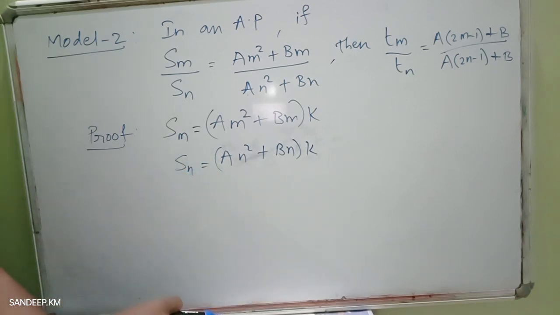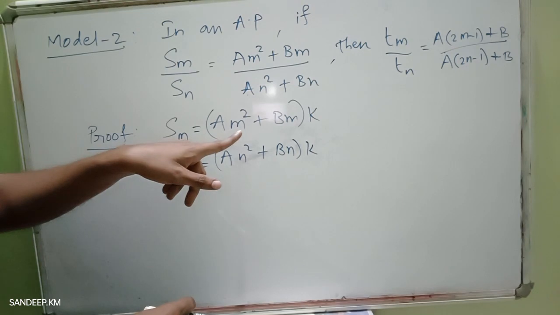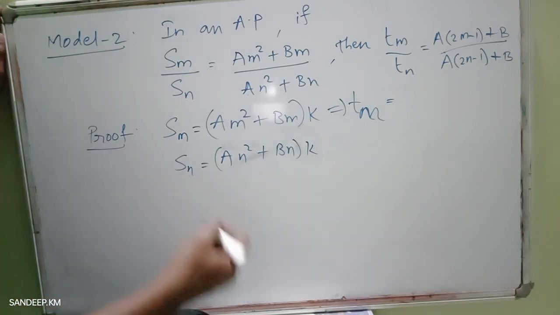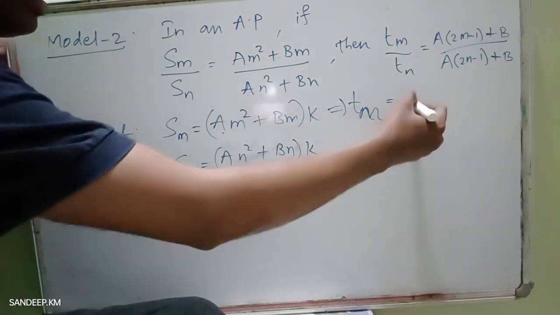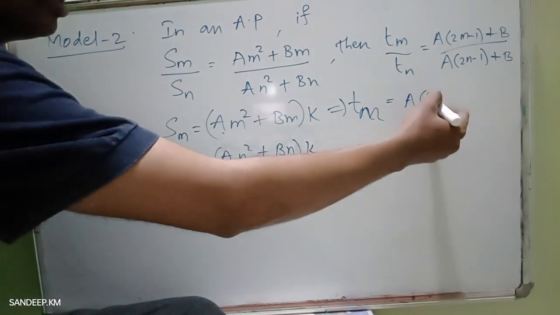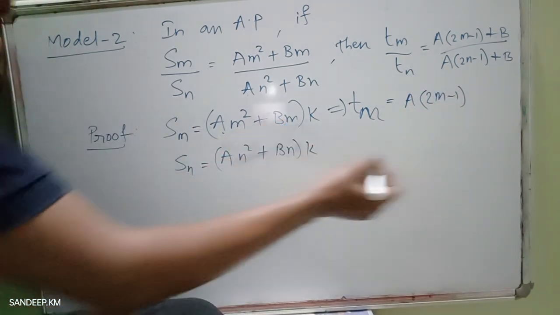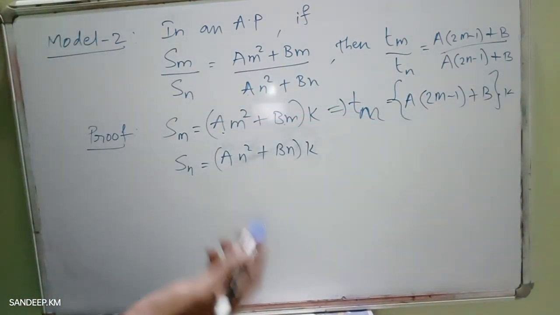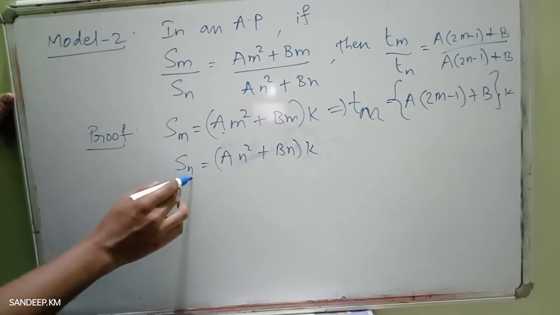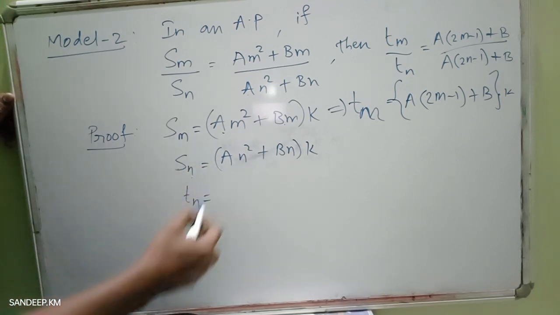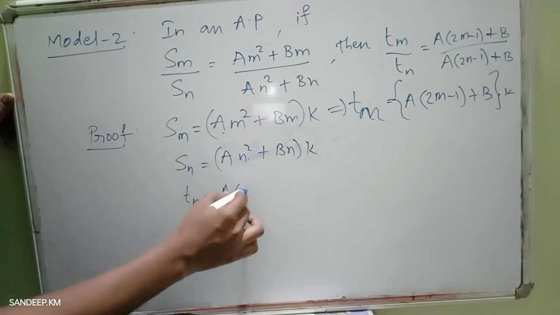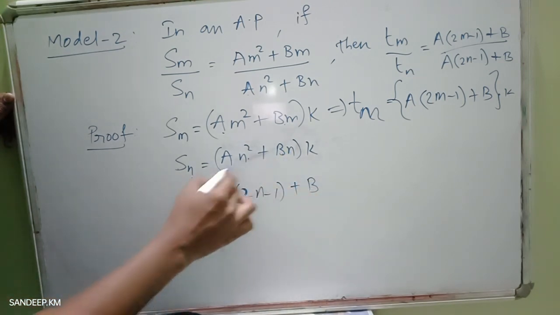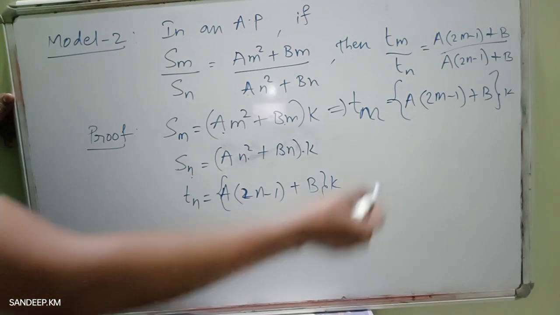So just before, we have seen that if the sum of m terms in an AP is like this, then I can write its mth term directly. What is the mth term? By looking at this, the shortcut: a as it is, m² is replaced with 2m − 1, and bm is replaced with b, and k is as it is, times k. Similarly, if the sum of n terms is this, then the nth term is given by a as it is, n² is replaced with 2n − 1, and bn is replaced with b. The entire thing is multiplied with k. Now you can take the ratio.